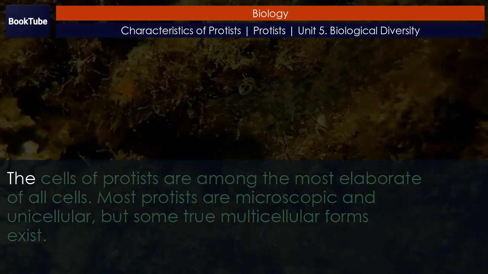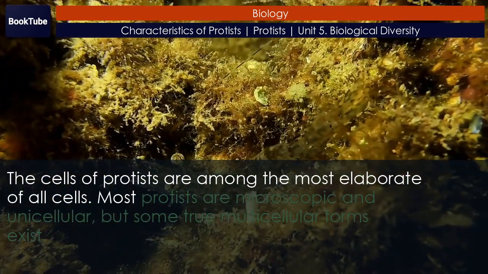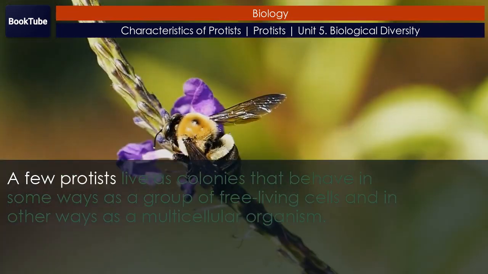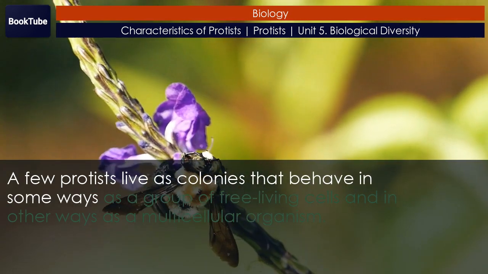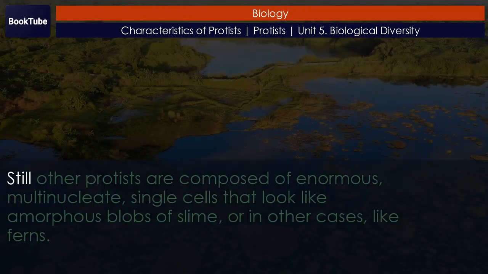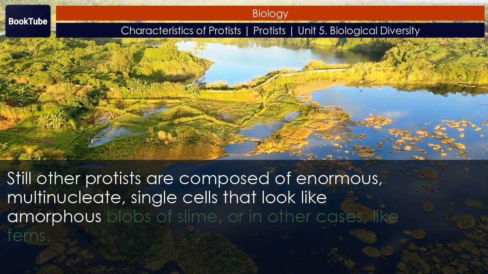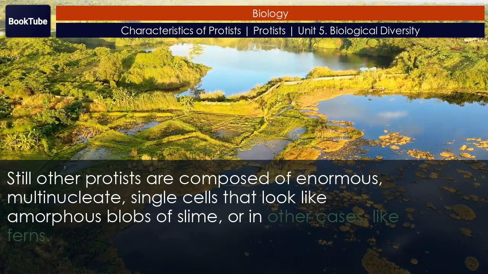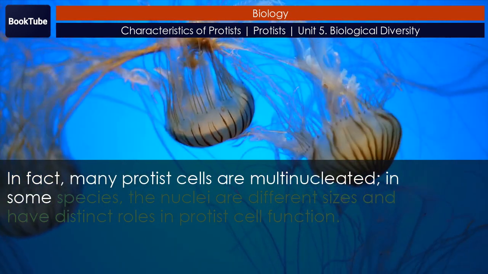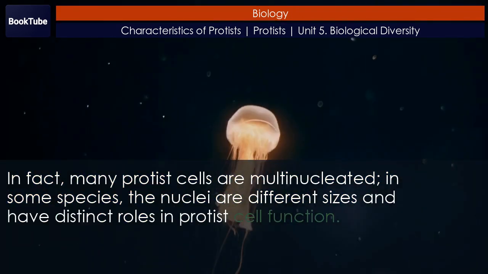Cell structure. The cells of protists are among the most elaborate of all cells. Most protists are microscopic and unicellular, but some true multicellular forms exist. A few protists live as colonies that behave in some ways as a group of free living cells and in other ways as a multicellular organism. Still other protists are composed of enormous, multinucleate, single cells that look like amorphous blobs of slime, or in other cases, like ferns. In fact, many protist cells are multinucleated.